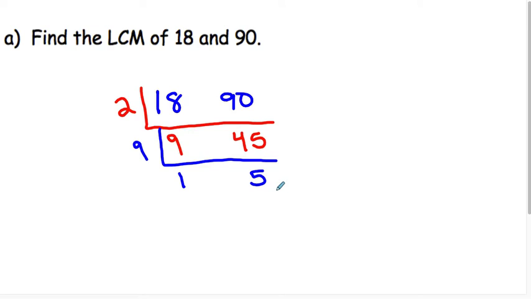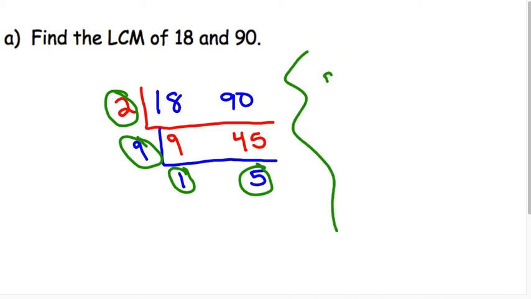Once you get to the point where these numbers here on the bottom, 1 and 5, you get to that point where nothing can be divided out of them other than 1, and that's when you know when to stop. Alright, so I know that I'm done with my ladder, and what I'm going to do is take these numbers on the outside, 2, 9, 1, and 5, and multiply all of them together. So you take out your calculator and enter 2 times 9 times 1 times 5. And you're going to find out that the least common multiple is 90.